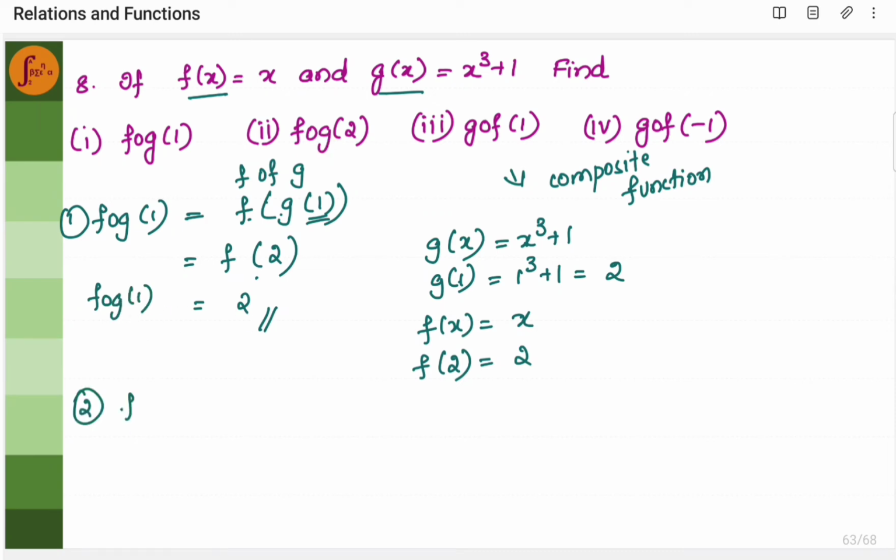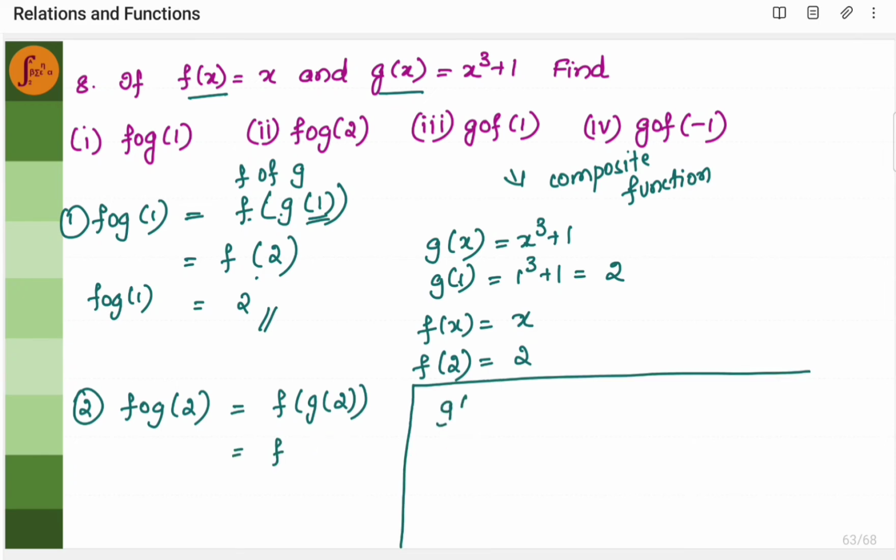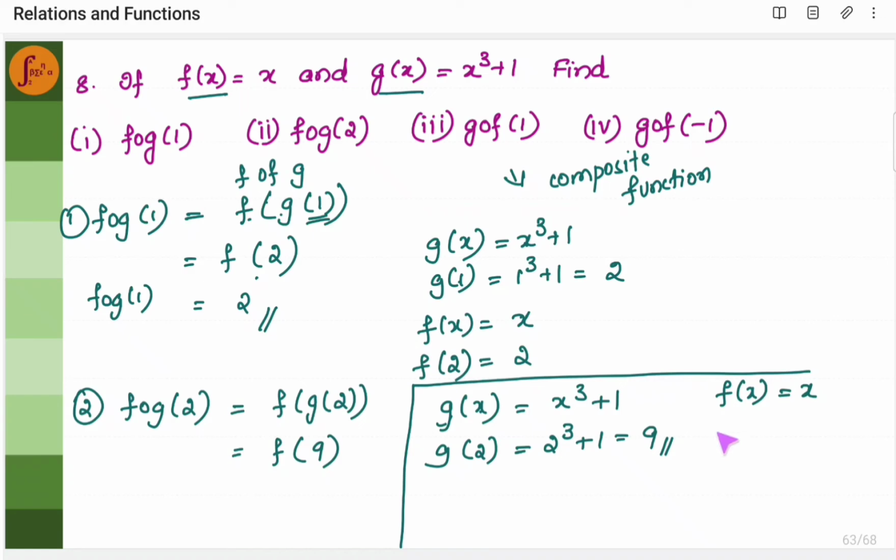Let's go to the second one. f of g of 2. Same steps. Instead of 1, I'll have to put 2. Let's do that. This is the first step, the key step. Remember this. Now, what is g of 2? g of x is x cube plus 1. For g of 2, instead of x, I'll put 2: 2 cube plus 1, which is 9. So g of 2 is 9. Now I'll have to find f of 9, right? f of x is x, so for f of 9, instead of x, I'll put 9. So I get 9 as the answer.